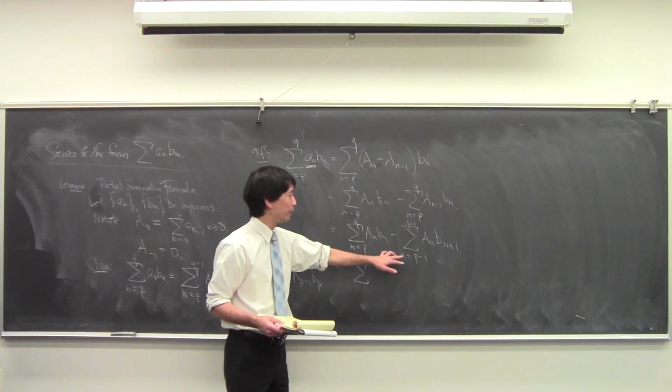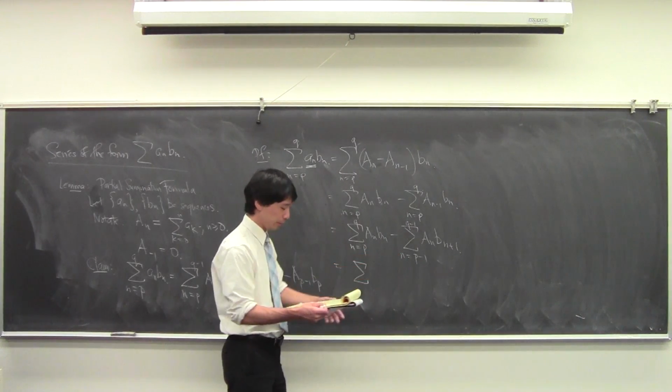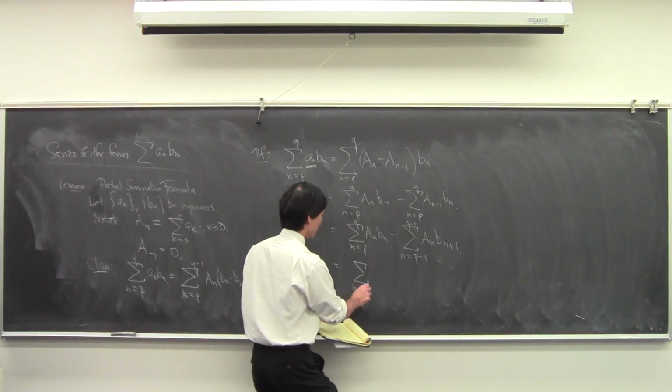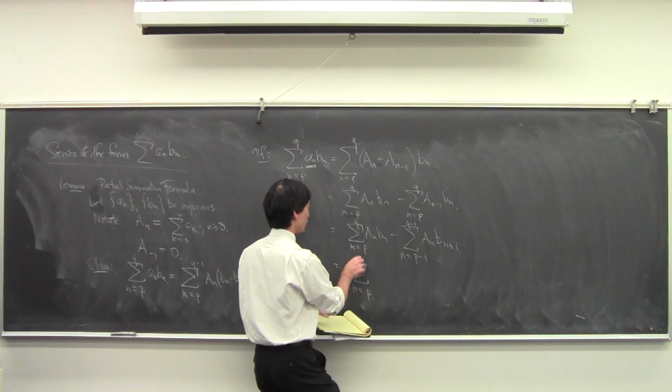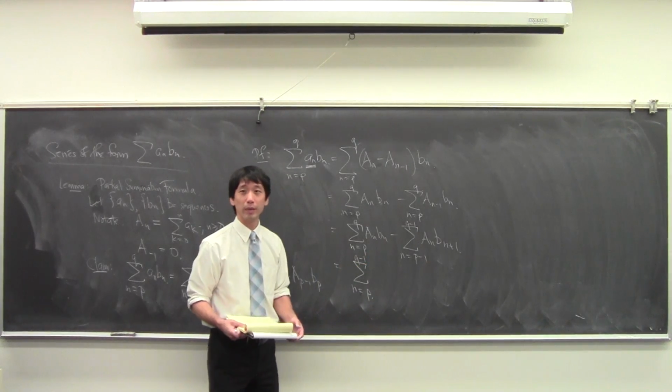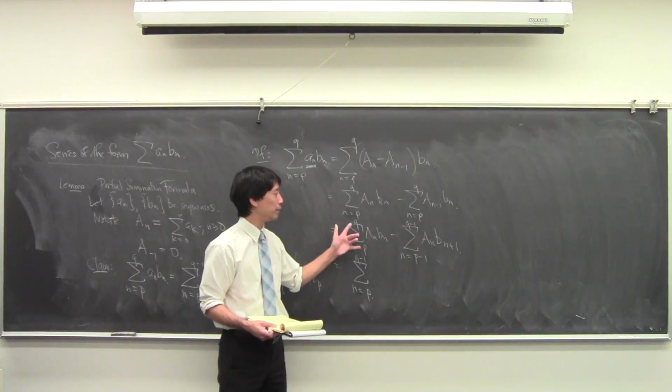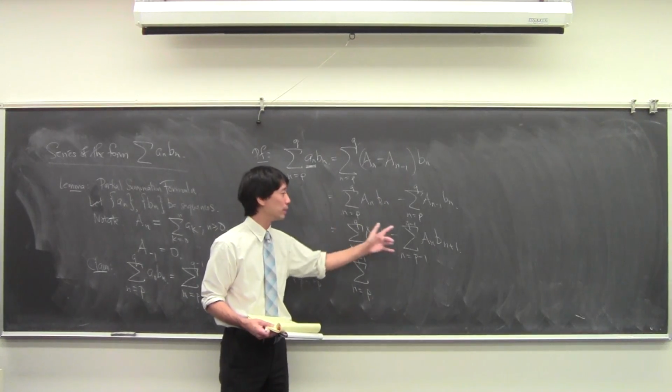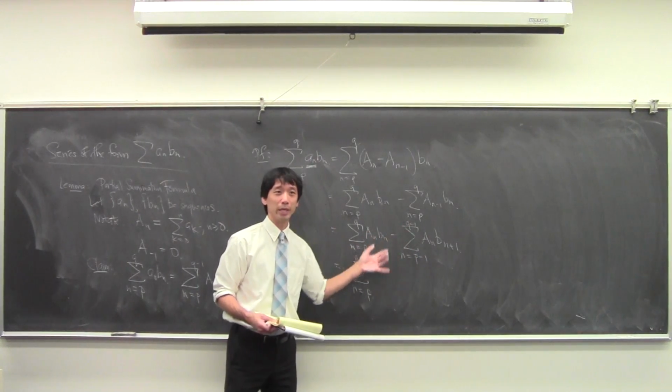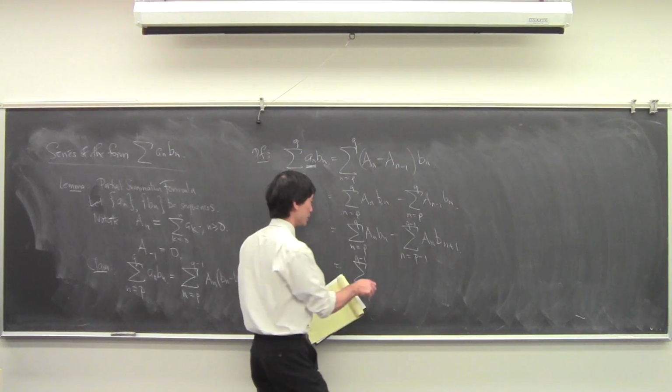But I can't combine everybody, right? I can only get some of them, the guys who are common. So I can go from P up to Q minus 1, right? Those are the guys who are common to both sums, and then I have to throw on the guys who are not common to both sums, right?